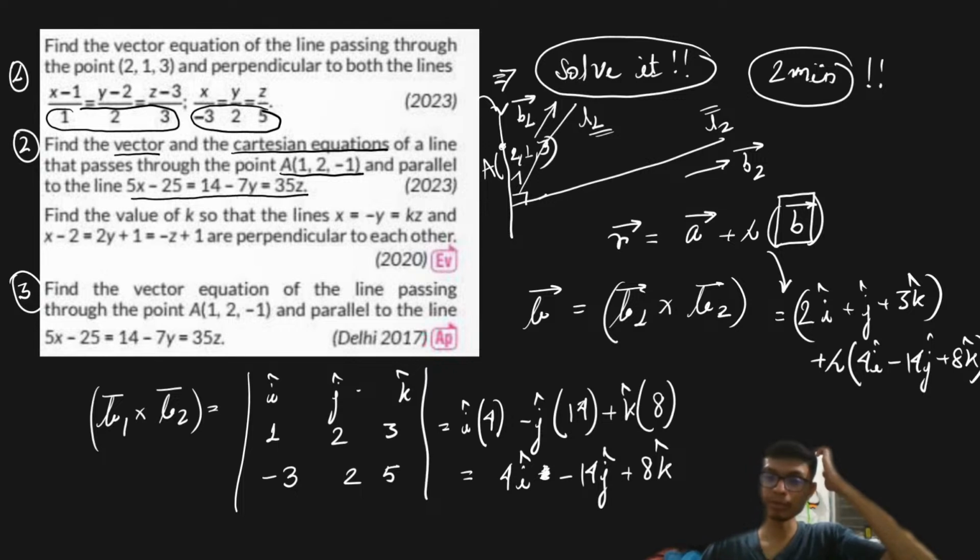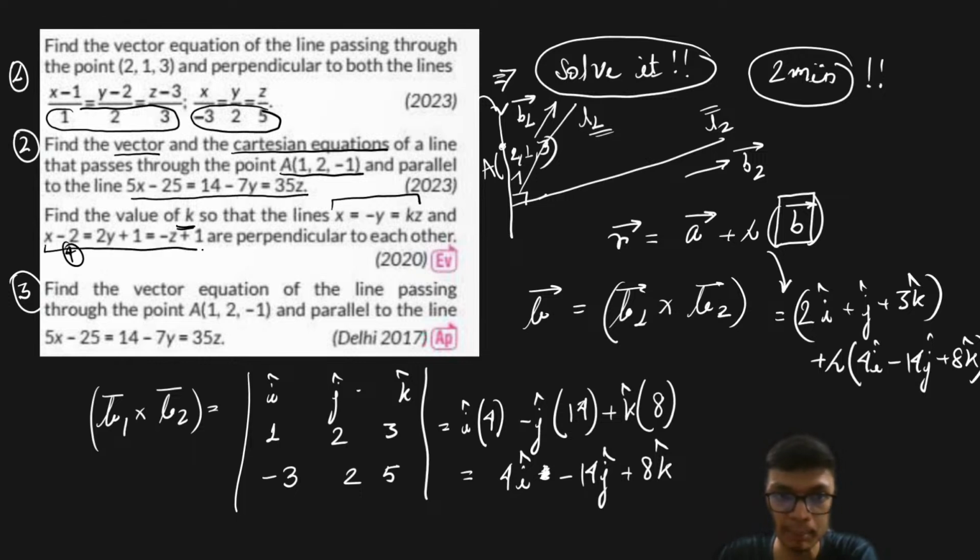Similarly, if we look at this next problem, the second part of the problem, okay, sorry, this one is the fourth problem. In this problem, it is said that you have to find the value of k, which is unknown, such that this particular line and this particular line are perpendicular to each other.